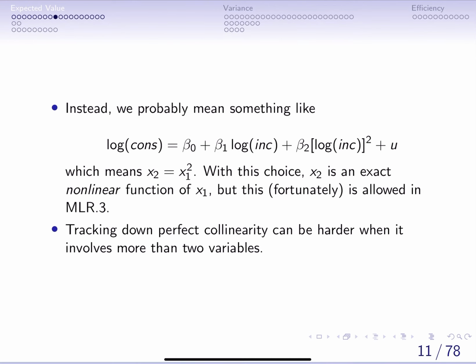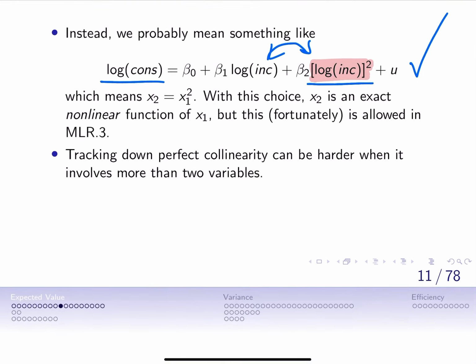But if you wanted to introduce non-linearities, you could introduce something like this, where you're basically squaring log of income. Okay, so that entire thing, not just income, within logs. So this is fine, right? Because this is allowing for some sort of nonlinear relationship to exist between this variable and this variable.